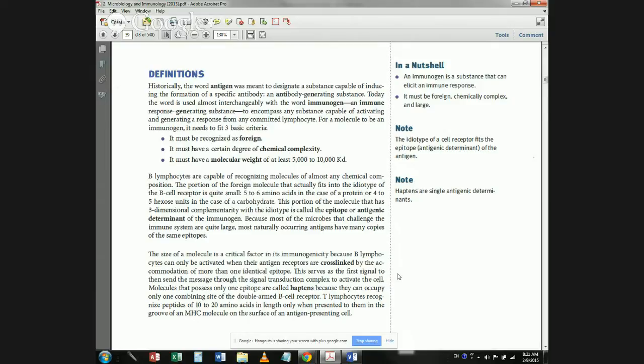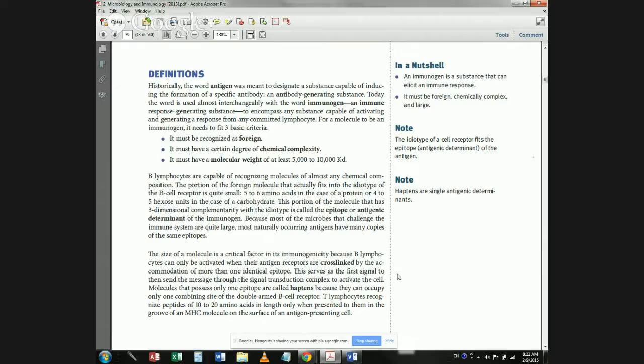Okay, so now, B lymphocytes are capable of recognizing molecules of almost any chemical composition. The portion of the foreign molecule that actually fits into the idiotype of the B cell receptor is actually quite small: 5 to 6 amino acids in the case of a protein, or 4 to 5 hexose units in the case of a carbohydrate. Remember the idiotypes of the B cells we talked about? In the B cells, that idiotype would be either the IgD or IgM portion, the top variable region of it. So that area can hold a protein as small as 5 to 6 amino acids, or if it's a carbohydrate, a carbohydrate of about 4 to 5 hexose units.